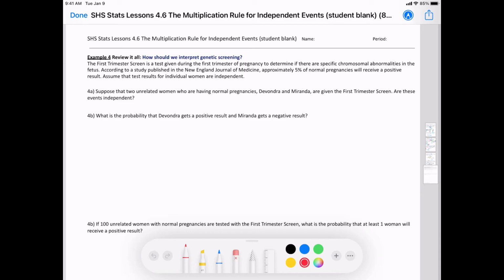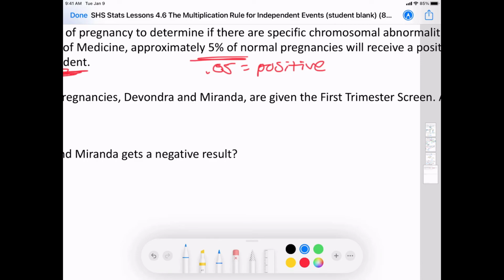Okay, let's just 5% you're going to be positive. Something is happening. Assume that the test results for individual women are independent. Okay, I'm just going to quickly do the math here. Well, if 5% are positive, which basically means yes, there's going to be some kind of specific chromosomal abnormalities or being abnormal, not normal. What's the complement to that? 0.95, you get a negative or no. Okay, because you realize that those two numbers add up to be 1.